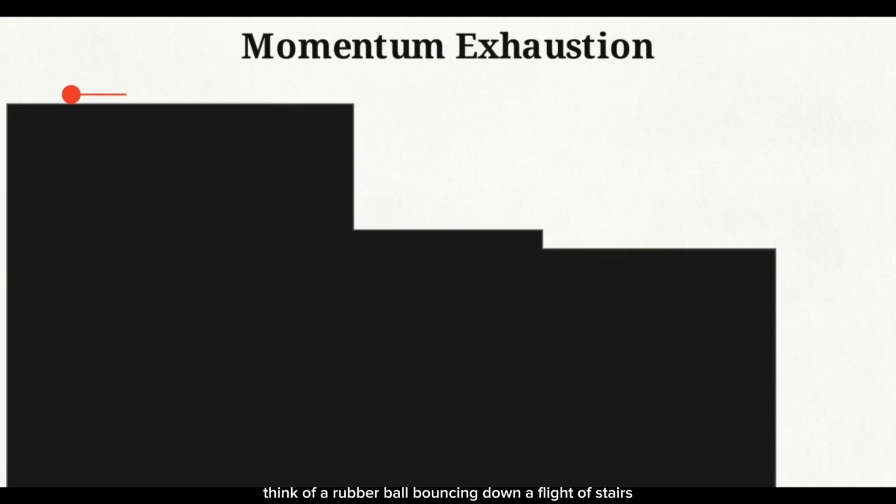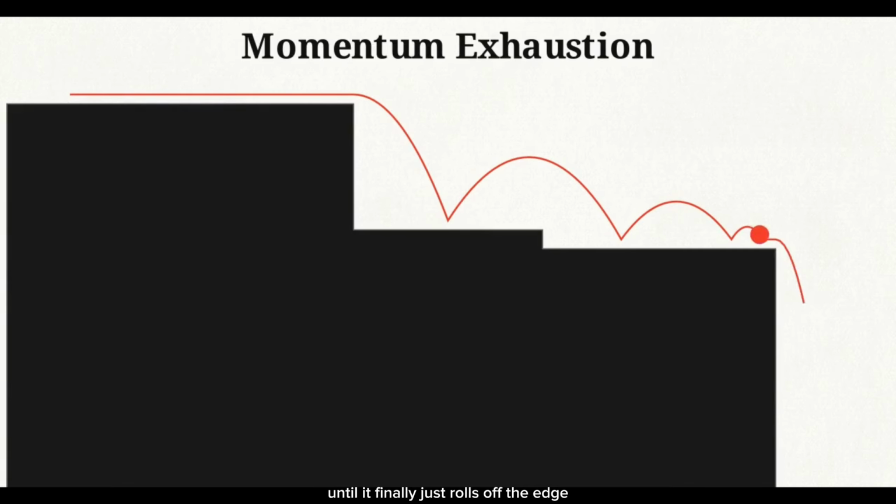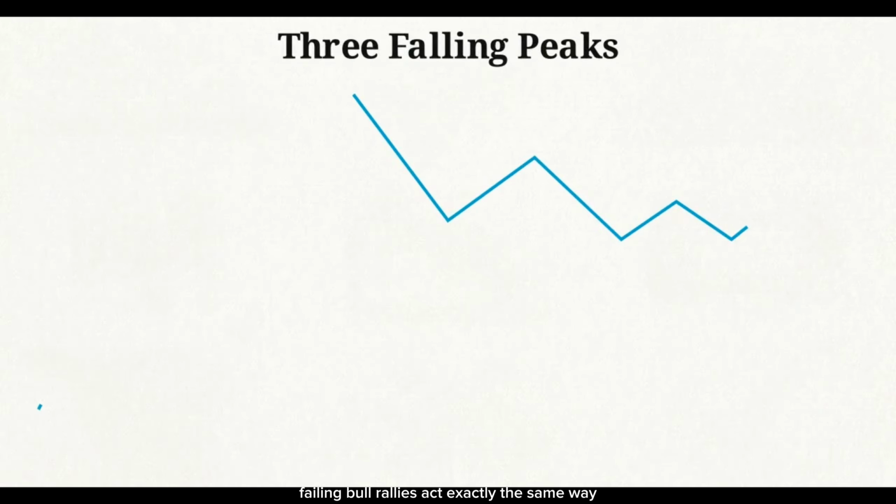Think of a rubber ball bouncing down a flight of stairs. Each bounce is a little weaker than the last as it loses momentum, until it finally just rolls off the edge. In the stock market, failing bull rallies act exactly the same way. This is the three falling peaks pattern.